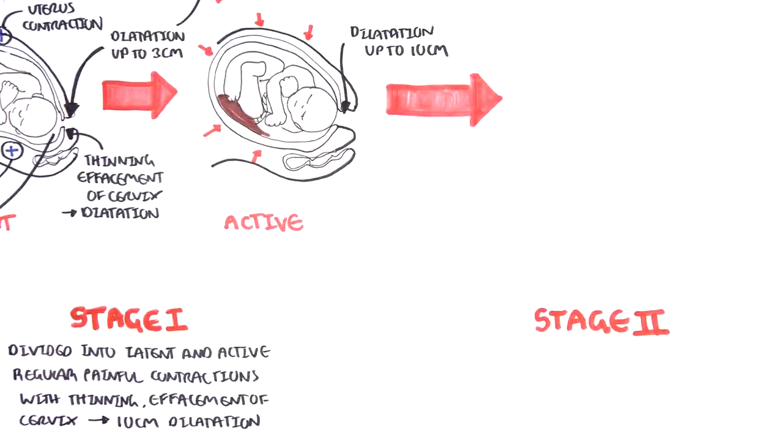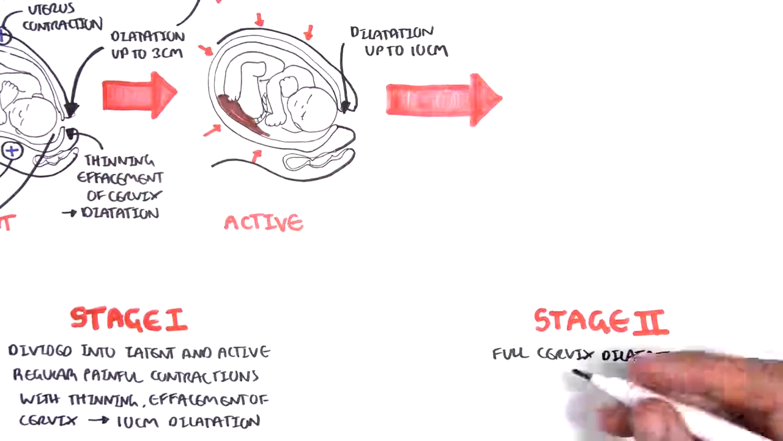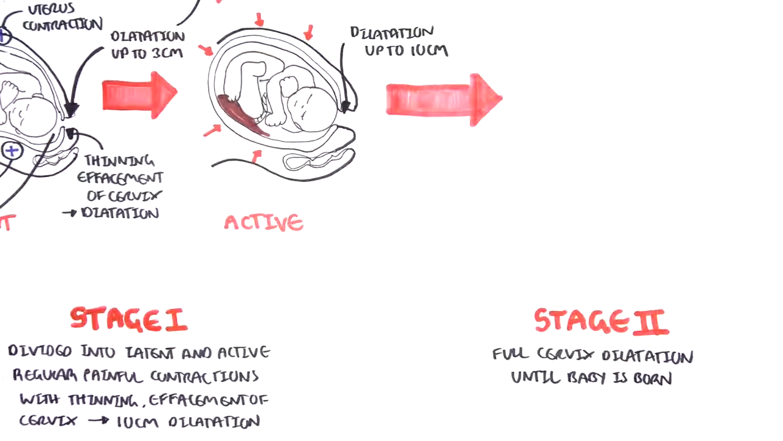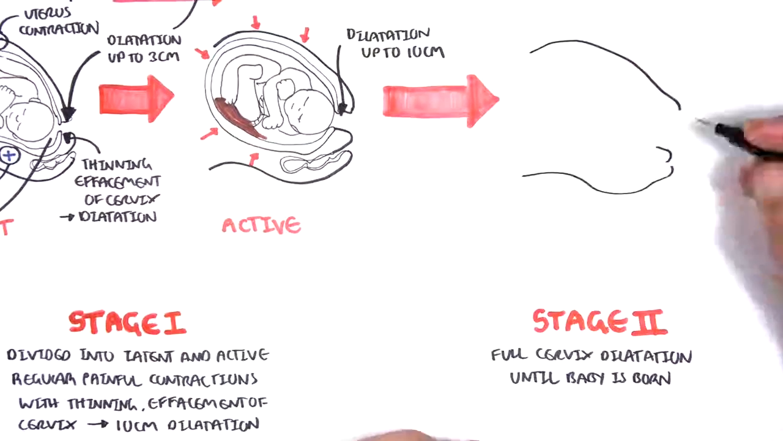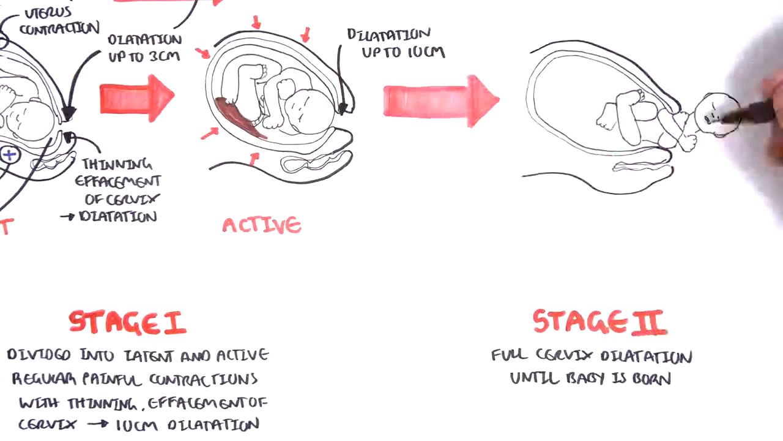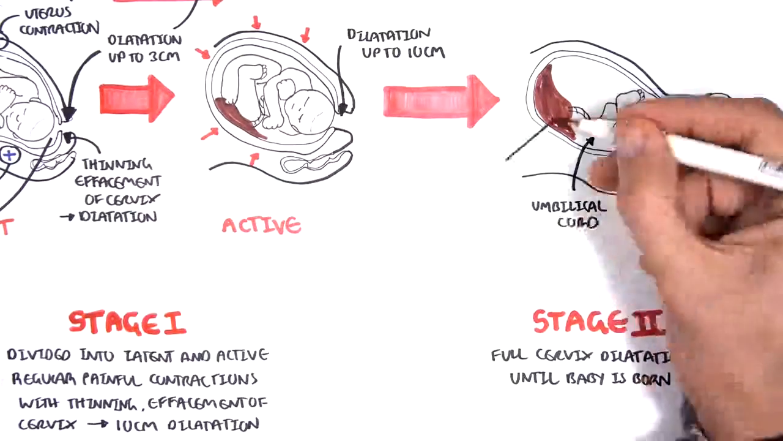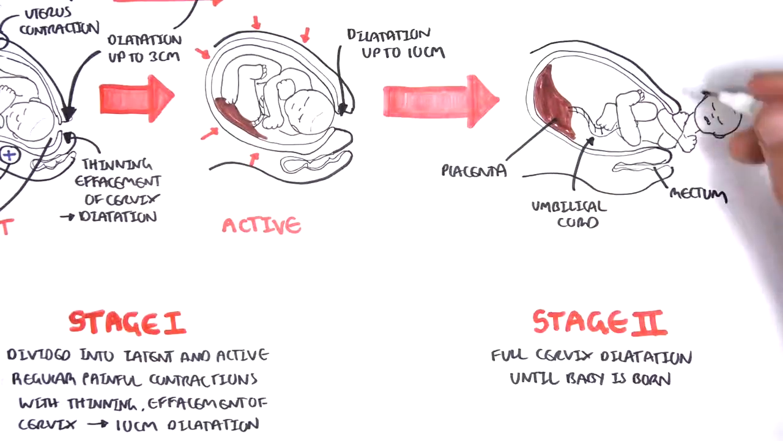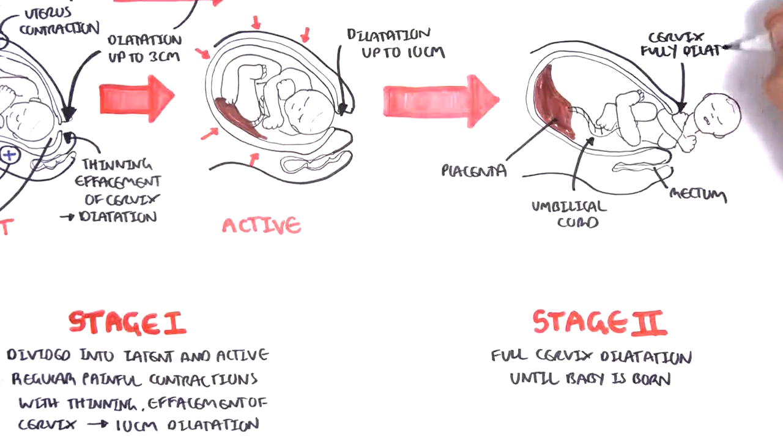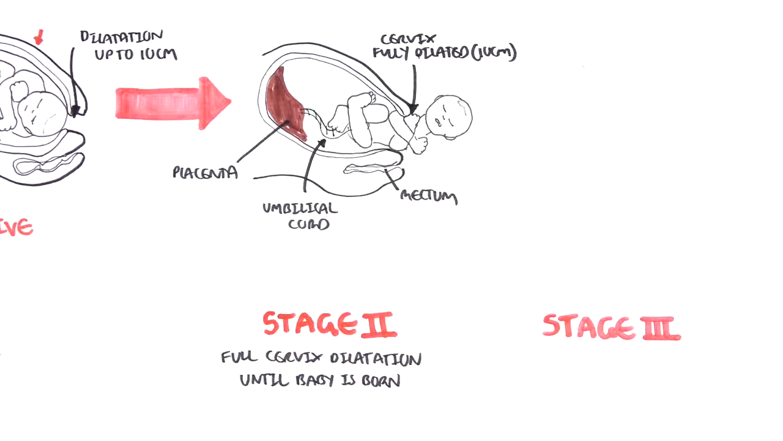After stage 1, the labor will progress to stage 2. And stage 2 is from full cervix dilatation until the baby is born. Basically, in stage 2 of labor, this is where the mother is delivered of the baby. Here is the umbilical cord. Here is the placenta, and here is the rectum of the mother. And here you have a fully dilated cervix, which is about 10 centimeters in diameter. During this time, the uterus is still having regular painful contractions.